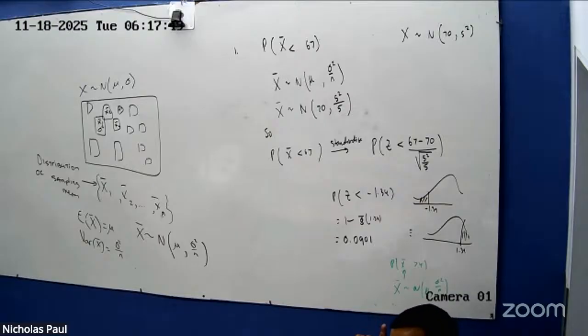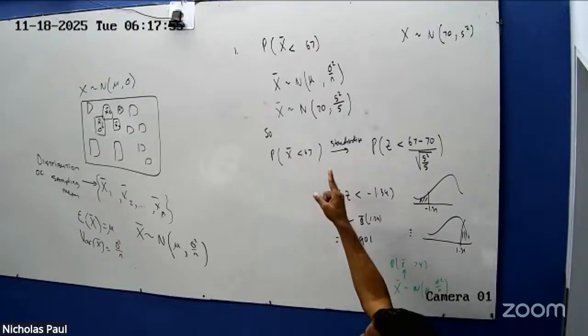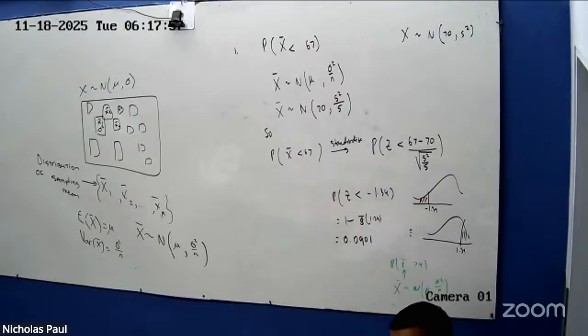What's the key thing to let you know that you have to do this? That you have to find x bar is that part there, change distribution. What's the keyword you're looking for? Mean. Right? Keyword is mean.